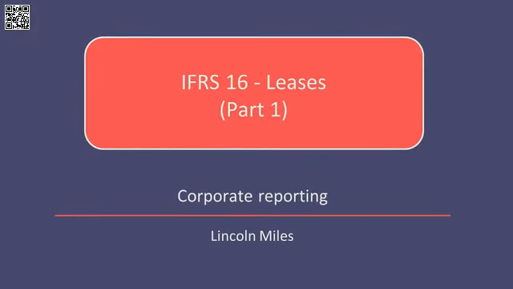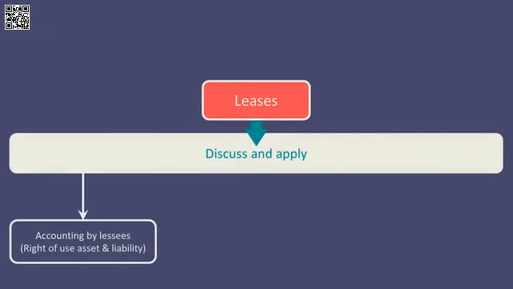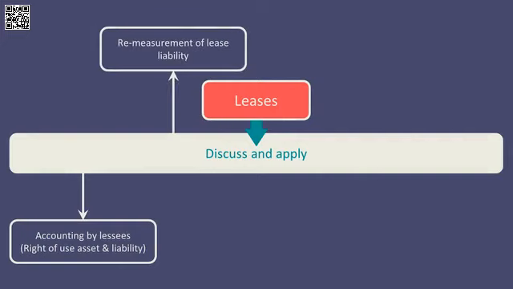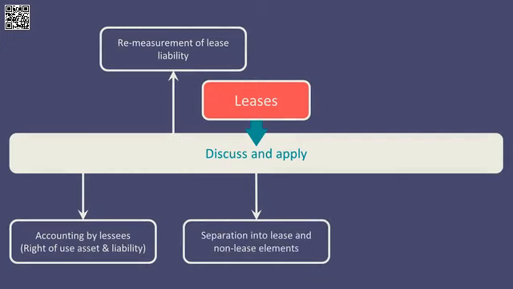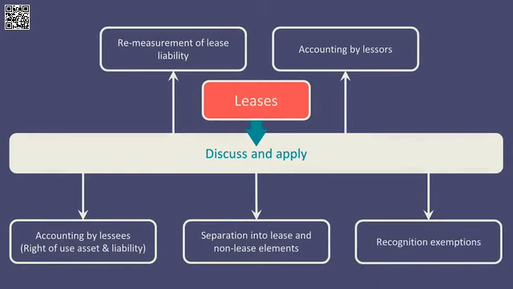Let's start off by thinking about the syllabus for P2 and leases. We have to be able to discuss and apply the accounting treatment for leases by the lessees, including the measurement of the right of use asset and the liability, the circumstances where there may be remeasurement of the lease liability, the reasons behind the separation of the components of a lease contract into lease and non-lease elements, and the accounting for leases by lessors. We also need to look at the recognition exemptions as well.